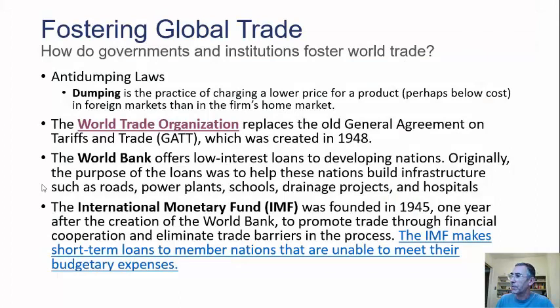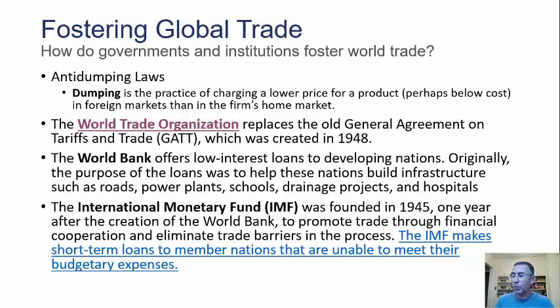Apologies, people. The World Bank offers low-interest loans to developing nations. So this is where I'm going to ask you to make sure that you understand the difference between the World Bank and the IMF. The IMF is one of the biggest institutions on the planet. So the World Bank is not to be confused with that, even though it has the word bank in it.